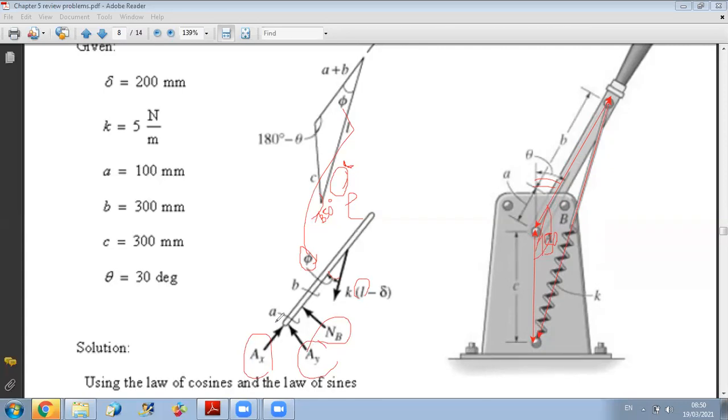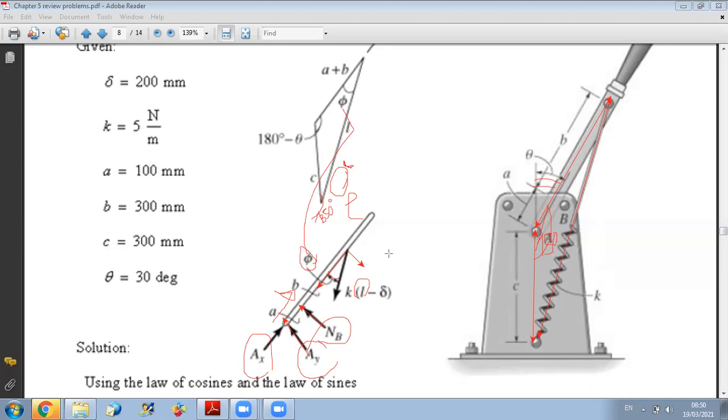The first relation will be along x, sum of forces along x equals 0. What do we have along x? We have plus Ax and minus the projection of the spring force, minus k(L minus delta) cosine of phi. This will give us the first equation. Then the second equation is the sum of forces along y. What do we have along y? We have plus Ay, plus NB, and the projection of the spring force, which is a negative projection, so minus k(L minus delta) sine of phi, equals 0.